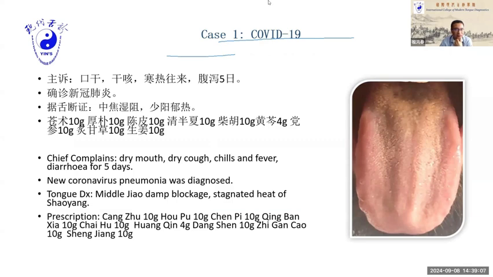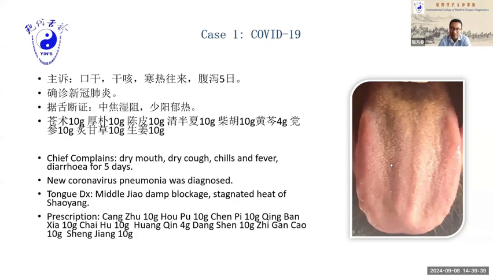Now we talk about some cases. This is a COVID-19 patient when the COVID just started. I think it's 2020. The patient sent the tongue picture to me and wrote: dry mouth, dry cough with chills and fever, also has diarrhea for 5 days.